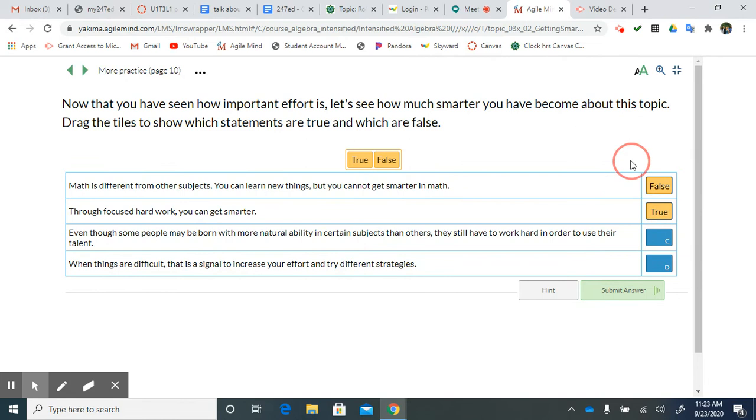Even though some people may be born with more natural ability in certain subjects than others, they still have to work hard in order to use their talent. When things are difficult, that is a signal to increase your effort and try strategies. Okay, so on your paper for number 10, write all of that down. Just kidding. Just write down false, true, true, true.